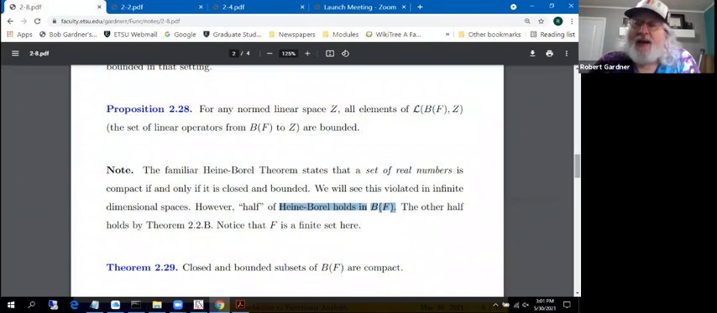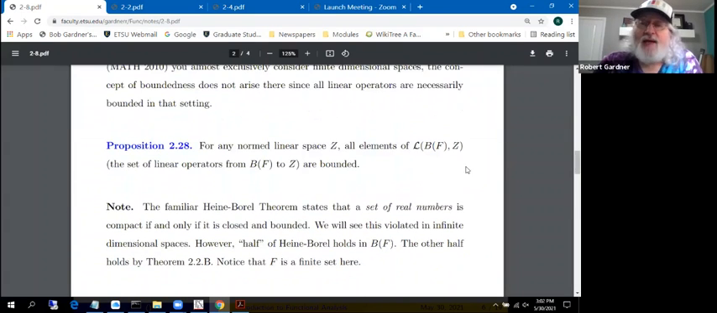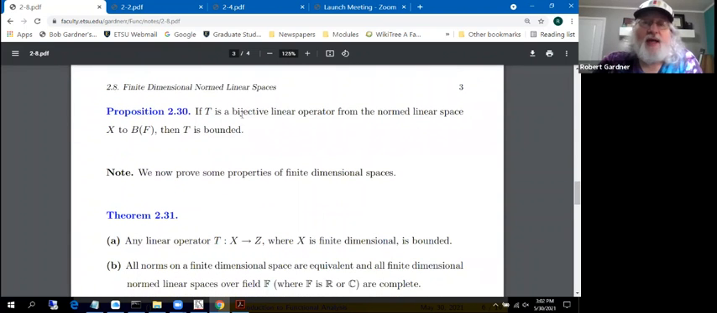B of F is the domain up here. Down here, we've got a bijective linear operator from a normed linear space X to B of F, and we're drawing a conclusion of boundedness. So this one's different in that this time B of F is the codomain, whereas in proposition 2.8, B of F was the domain. And down here, B of F is the codomain. And we've got more hypotheses. We needed this to be a bijection. If it's a bijection, then it has an inverse. As you'll see, we use that in the proof.